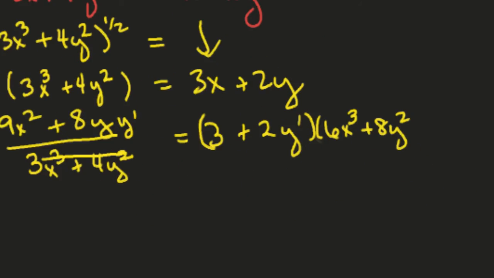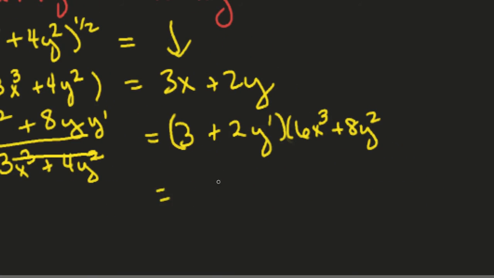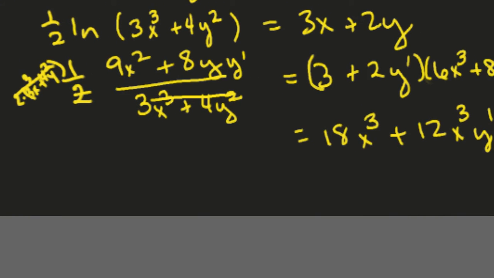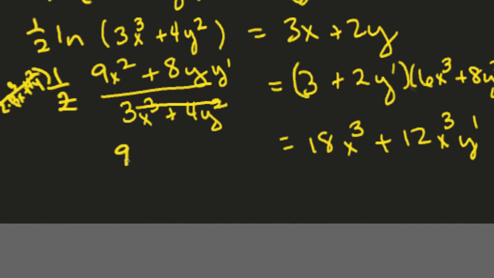FOIL out the right side. That's going to give you 18x cubed plus 12x cubed y prime plus 16y prime y squared, the last term. The next step is to get all your y primes on one side. So it'd be easier just to subtract this one y prime right here.